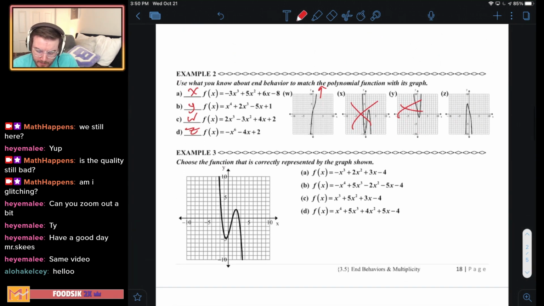Hopefully you're all right with that. One more time. What are we looking at here? This is declining. So I know it's got to have a negative. And it's not symmetrical, so I know it can't be even. It's A. Right?